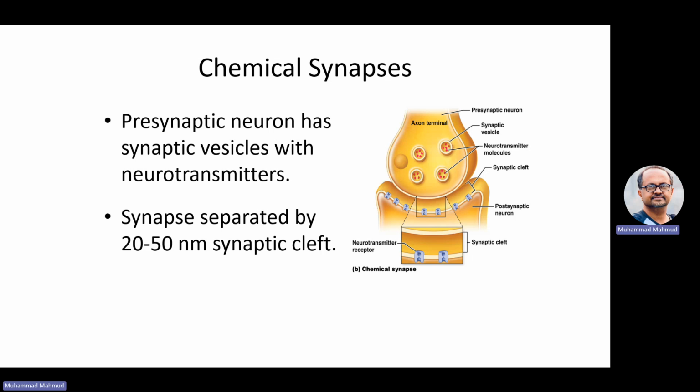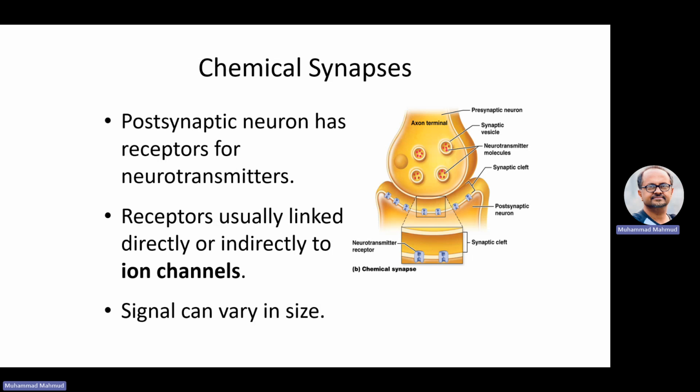Presynaptic neurons have synaptic vesicles with neurotransmitters inside, and the cleft is 20 to 50 nanometers. So there's a gap between pre and postsynaptic neurons. Postsynaptic neurons have receptors for neurotransmitters. Receptors are usually linked directly or indirectly to ion channels. Signals can vary in size.